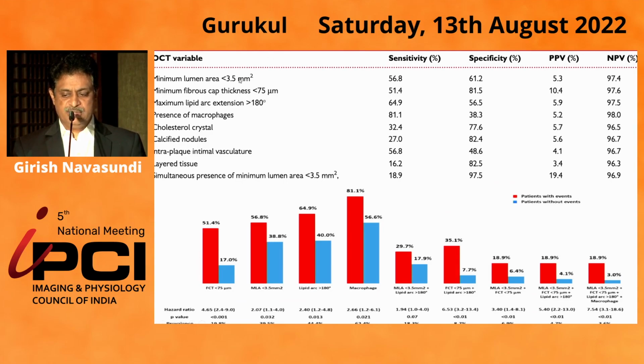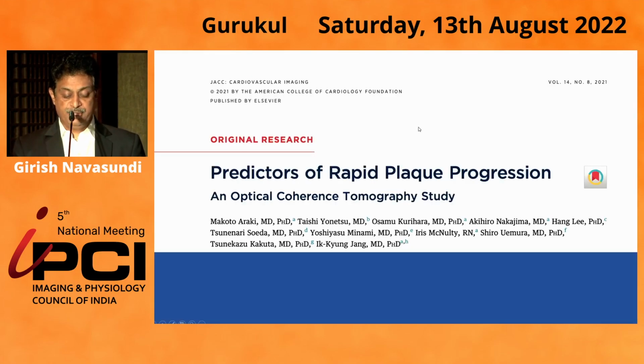What is important is they have great negative predictive value. Look at the last column. This is where you need to look at it. The negative predictive value is close to 97%, 92 to 97%. If there is a minimal lumen area of more than 3.5, don't bother. Minimal cap thickness more than 75, lipid arc less than 180, no macrophages, cholesterol crystals, calcified nodules, then event rates are going to be very, very less and you're pretty reassured.